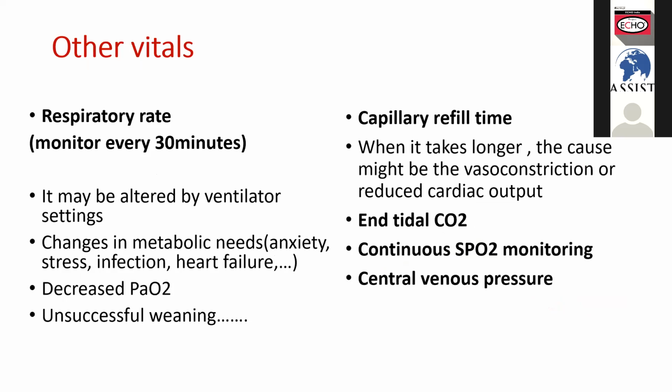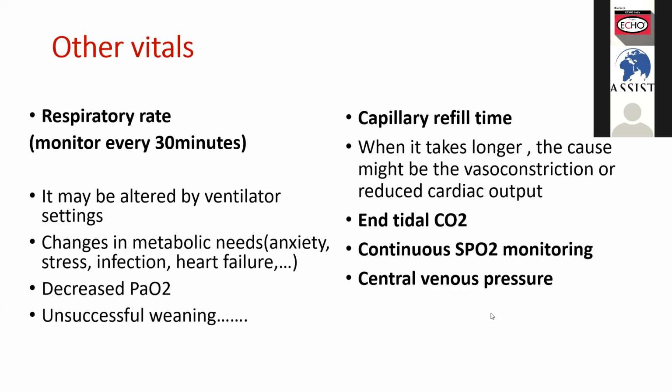Next slide, please. Other vitals we have to follow include respiratory rate, which should be monitored closely, and we know that it can be altered by ventilator settings. If the patient is not tolerating the ventilator settings well, there will be a compensatory mechanism by fighting with those settings, and it leads to an increase of respiratory rate. If there is a change in metabolic needs, we've seen it in the previous slides. If there is a decrease in PaO2, the patient is trying to compensate. If there is successful weaning, you know, the patient comes in the ICU, but he will never be on the machine forever. We try to wean the patient from the machine, and whenever we change the setting, the patient may not tolerate it well and it leads to tachypnea.